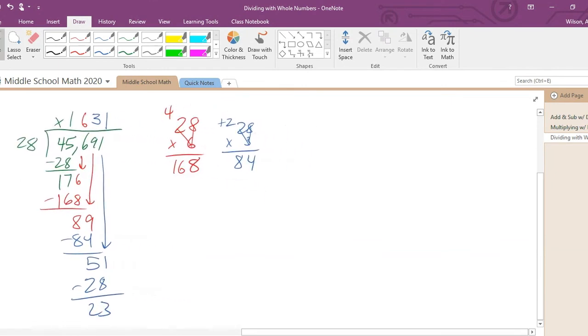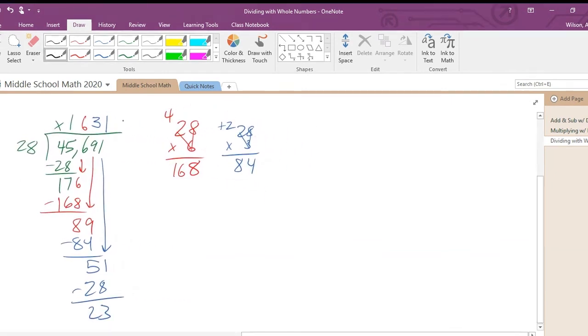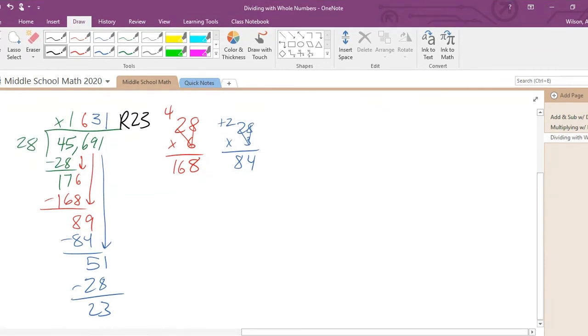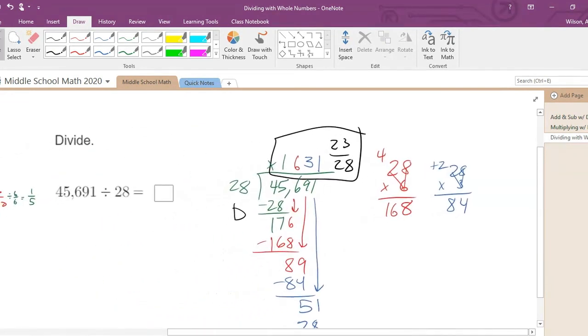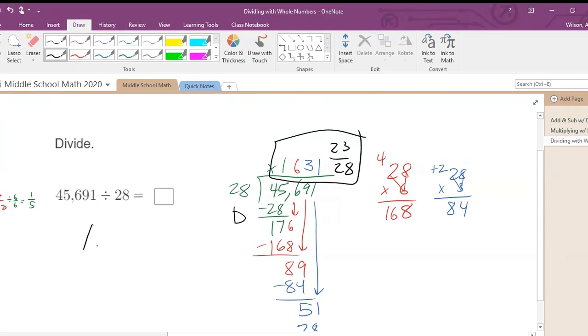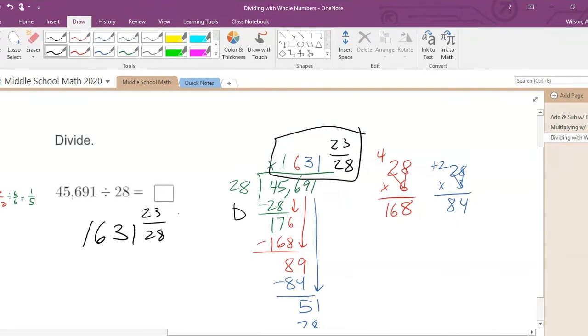As an elementary student, you were probably taught to put remainder 23. We do not deal with remainders in middle school, because we want to know how much that leftover remainder piece represents. Well, the 23 is the numerator, and the 28 is the denominator. So it would be 23/28. So the answer to this division problem of 45,691 divided by 28 would be 1,631 and 23/28.